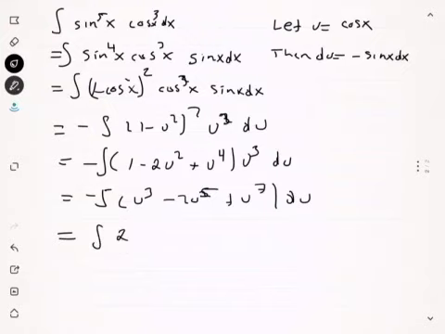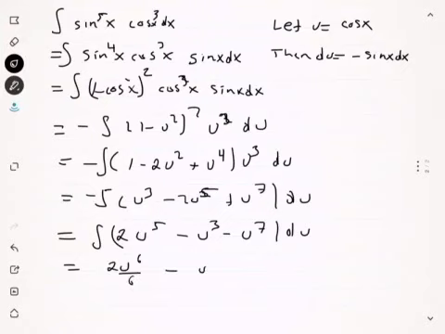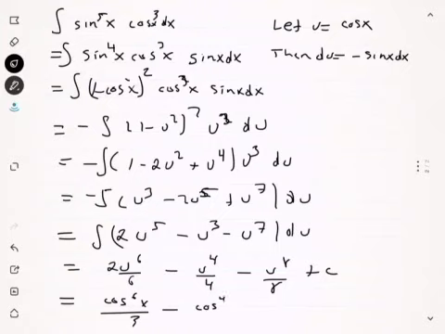the integral of 2u to the fifth power minus u cubed minus u to the seventh power du, and then we integrate that, so we get 2u to the sixth power divided by 6 minus u to the fourth power divided by 4 minus u to the eighth power divided by 8 plus c, and then you just plug in cosine of x, so we get cosine to the sixth power divided by 3 minus cosine to the fourth power divided by 4 minus cosine to the eighth power divided by 8 plus c.